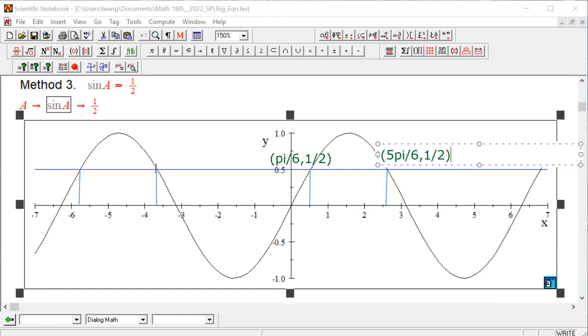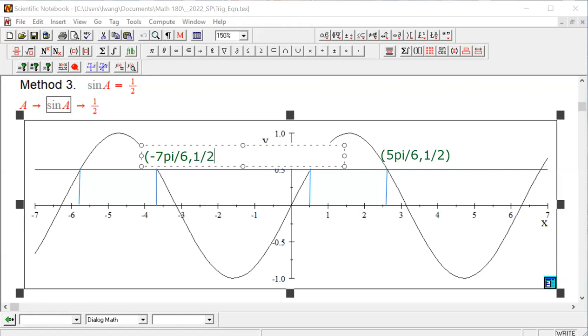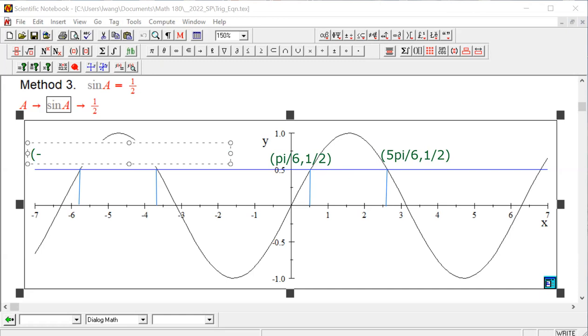How about on this side? What is this point? That's negative 7 pi over 6, half. How about this point? This point is negative 11 pi over 6, and a half. And we have many, many more. So this horizontal line crosses the curve and tells us all the solutions. Of course, there are infinitely many of them.